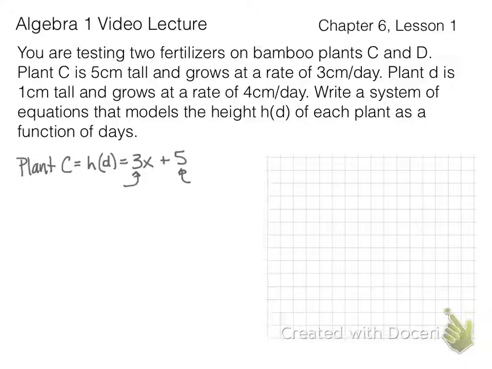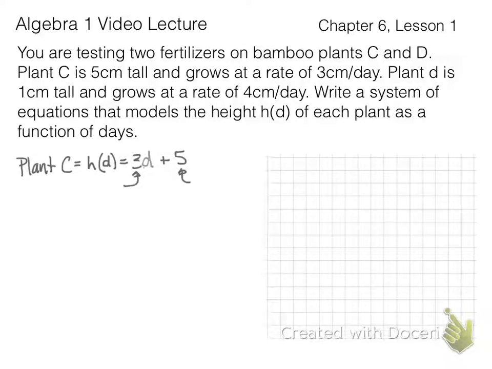You basically figure out that they have a constant growth, that every day they've grown a certain number of centimeters. So for plant C, its height, h of d, is equal to its rate of growth times x, where x is the number of days. Actually, I should change that. This should be a d for days. There you go. Let's keep the variables constant here.